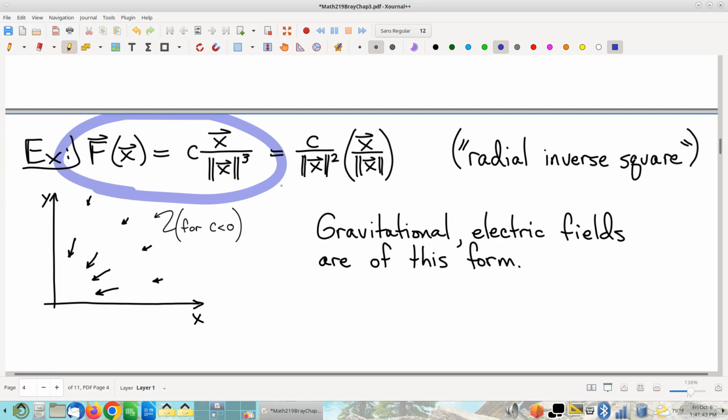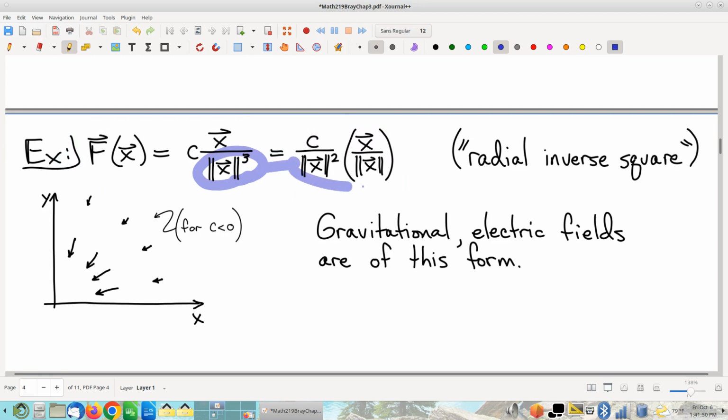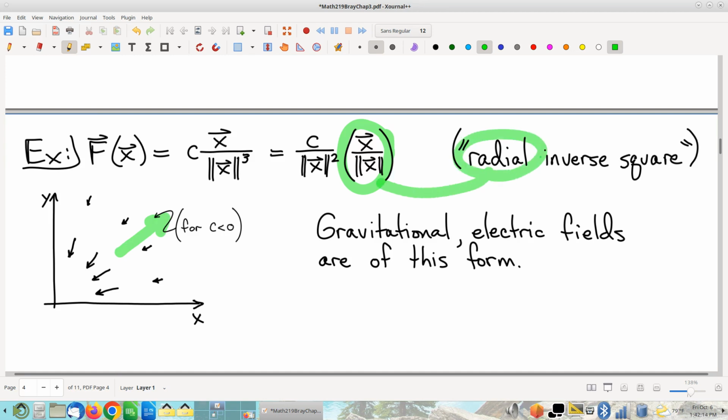Notice, though, you can rewrite it like this. All that happened in this rewrite is I took these three factors of magnitude and I separated them out just a little bit. It didn't really do anything, right? But what you notice in this form is that this is a unit vector, indicating direction. And furthermore, wherever you might happen to be, that unit vector is always pointing radially outward from the origin. So thus the radial part of it all.